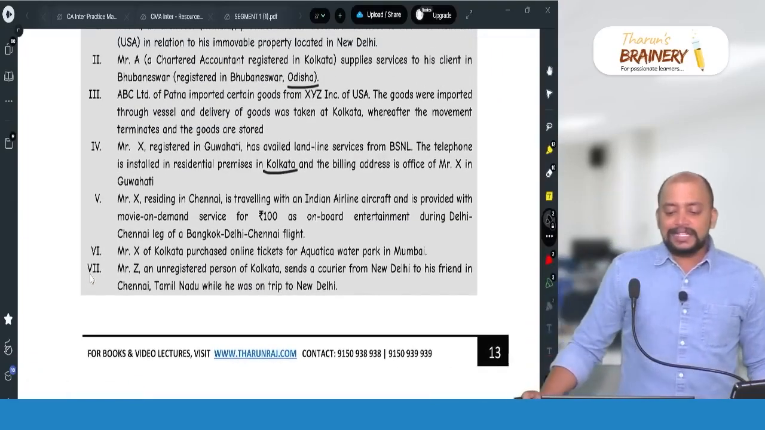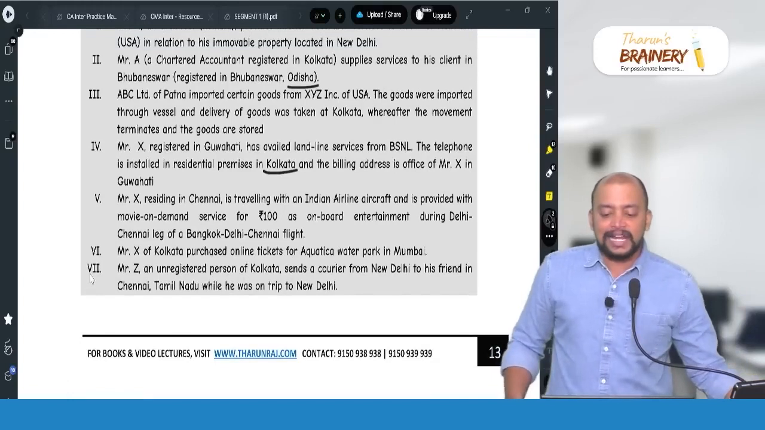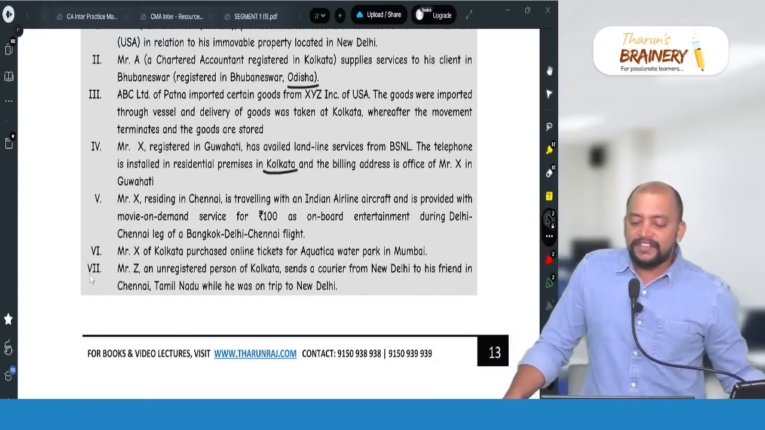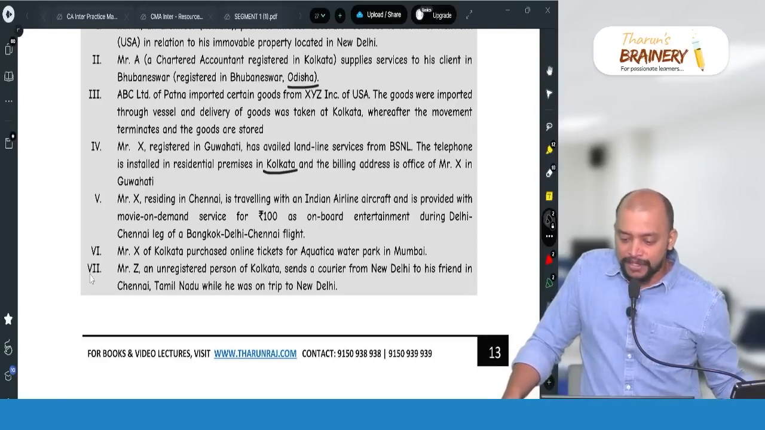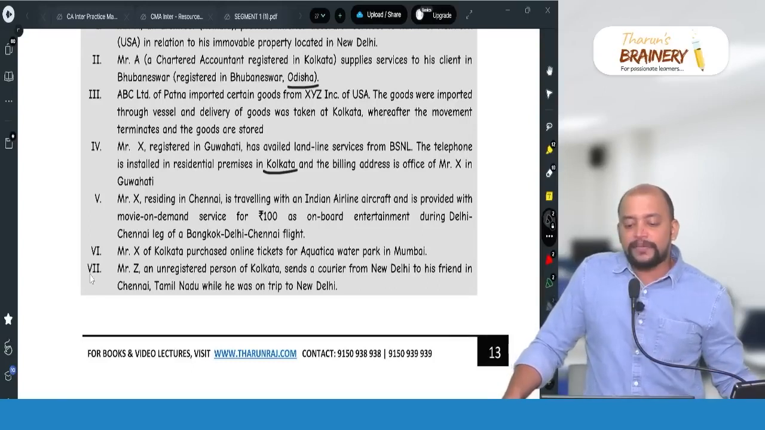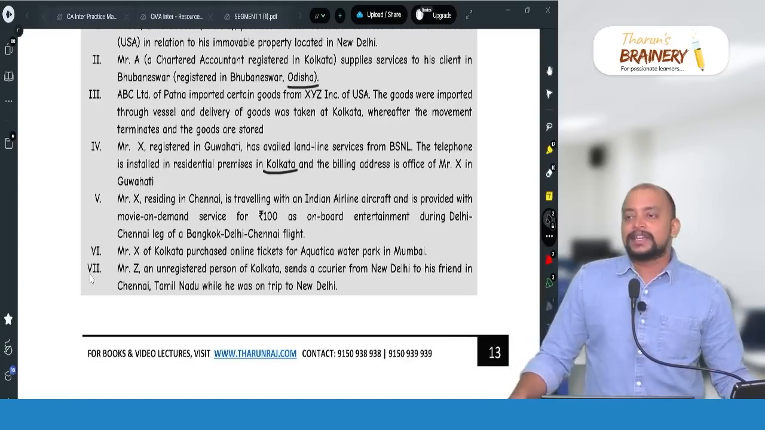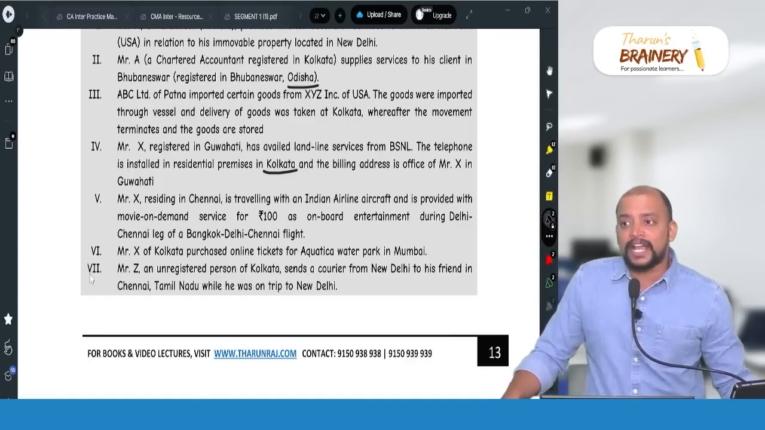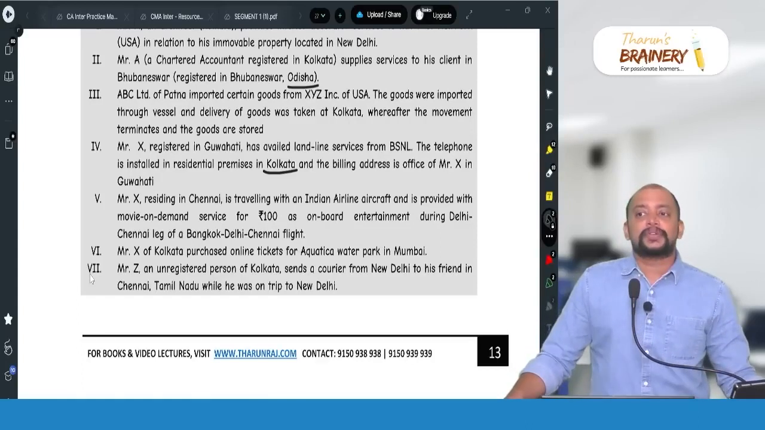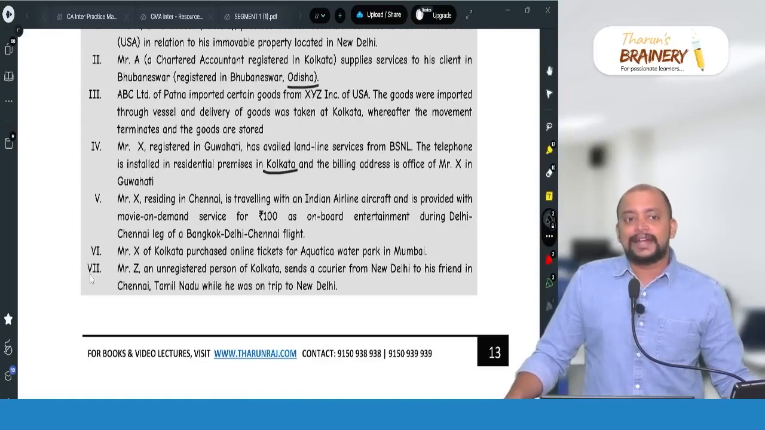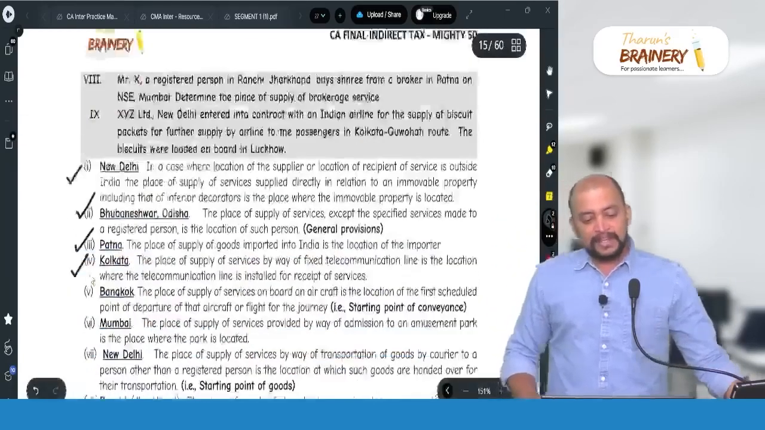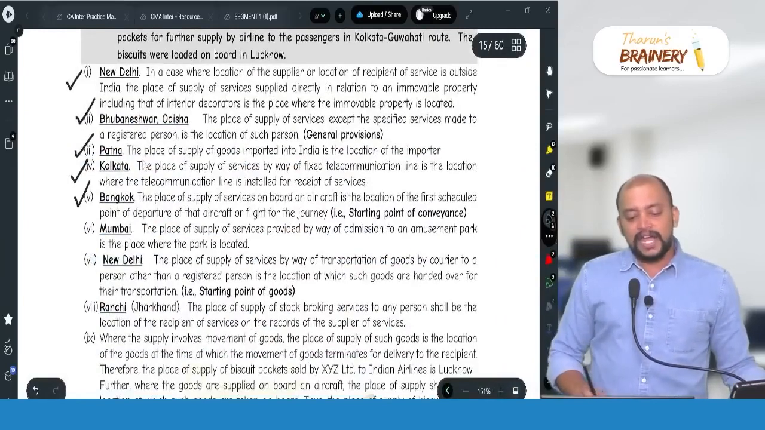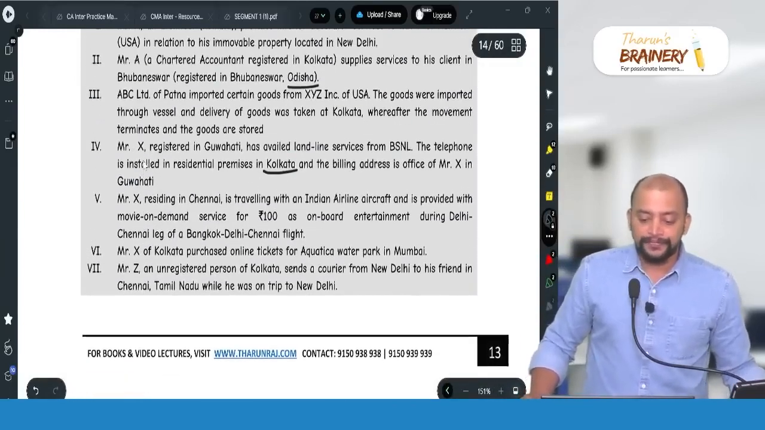Then 5. Mr. X residing in Chennai is traveling with Indian airline aircraft and is provided with movie on demand service for 100 rupees as onboard entertainment during Delhi Chennai leg of Bangkok Delhi Chennai flight. In case of services on board a conveyance, both as per section 12 and section 13, it is the starting point of the conveyance, that is Bangkok, that will be taken as the place of supply. This we have discussed in assignment.